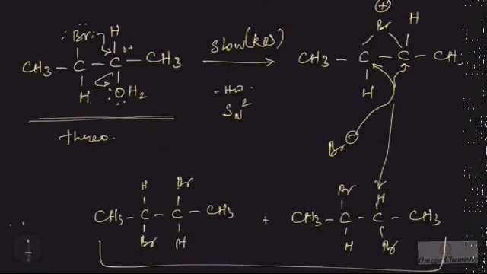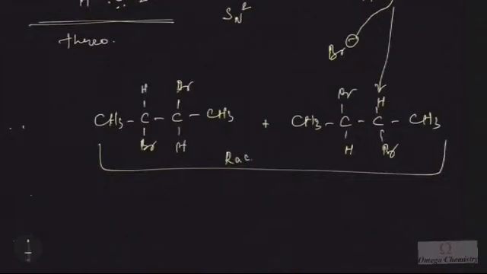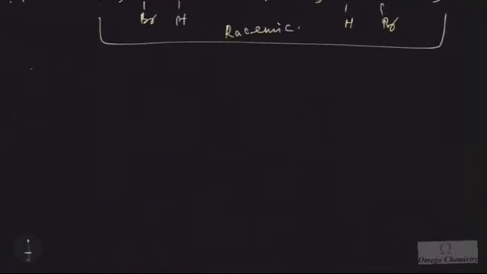Of course, I have taken a threo compound. This is a threo compound. We know what a threo compound is. It is a diastereomer which has like groups on opposite sides, right? If like groups are present on the same side, it is known as erythro. We know that. So now a threo compound is taken, then we will get a racemic mixture. This is what we need to understand. If a threo compound is taken, a racemic mixture will be obtained.